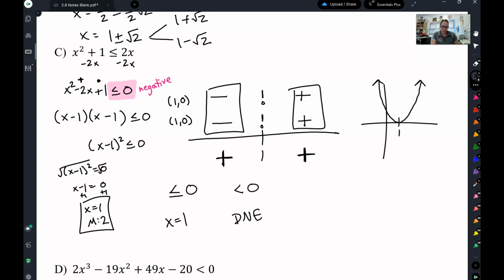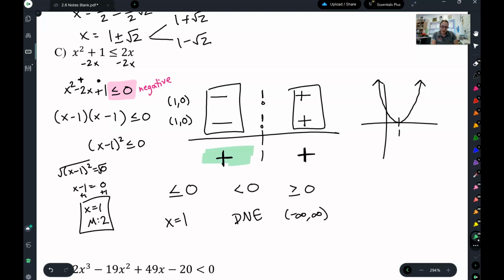So let me ask you another one. What if I asked you for greater than or equal to 0? Well, then we could say negative infinity to positive infinity. This entire graph will always be greater than or equal to 0, from negative infinity to positive infinity.